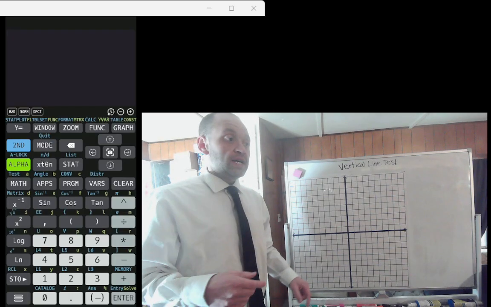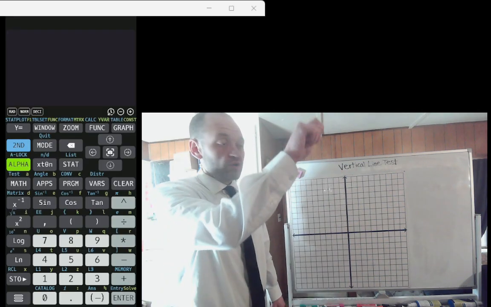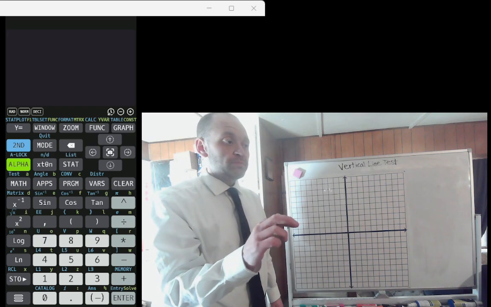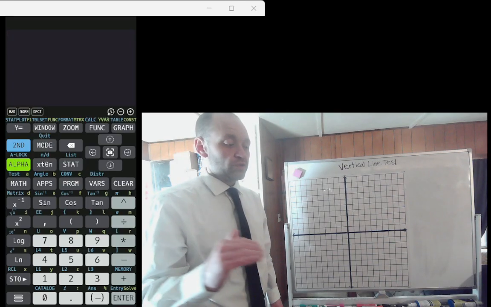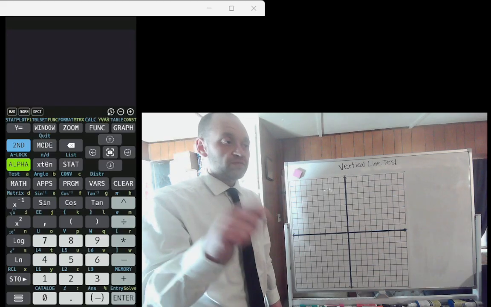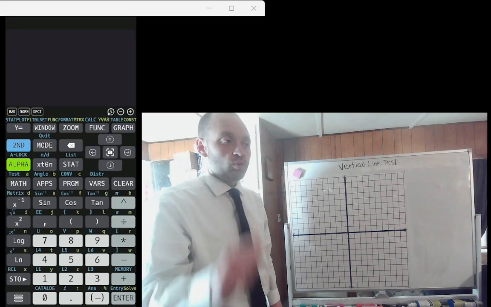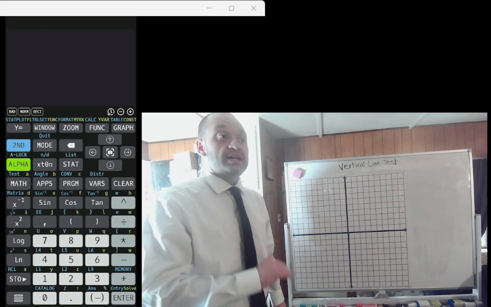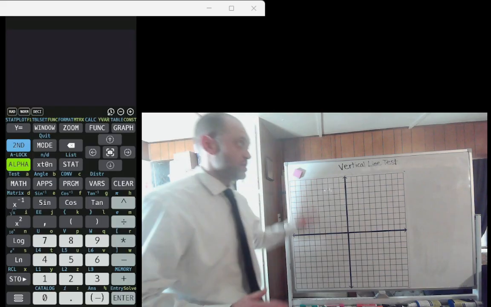So the vertical line test is you have a curve and you take a vertical line at any point on the curve, and if it only passes through one point for the whole curve, if you could take a bunch of vertical lines and as long as they don't pass through more than one point on the curve, it's a function. If it passes through more than one point, even at one point on the curve, it's not a function. So let's demonstrate some of that here.